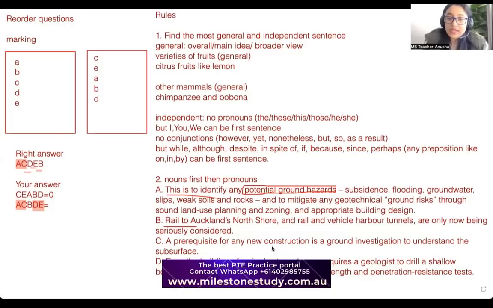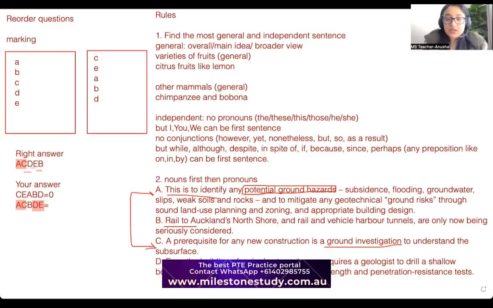A prerequisite for any new construction is a ground investigation to understand the subsurface. We need to do ground investigation. But why do we need to understand the subsurface? So that we can know there's flooding, there is soil problem, and so on. Okay, so this is the noun, or this is the statement, and this is the explanation. So statement comes first and then the explanation. We are doing a thing and then we are explaining why we are doing that thing. Okay, why we are doing the activity.